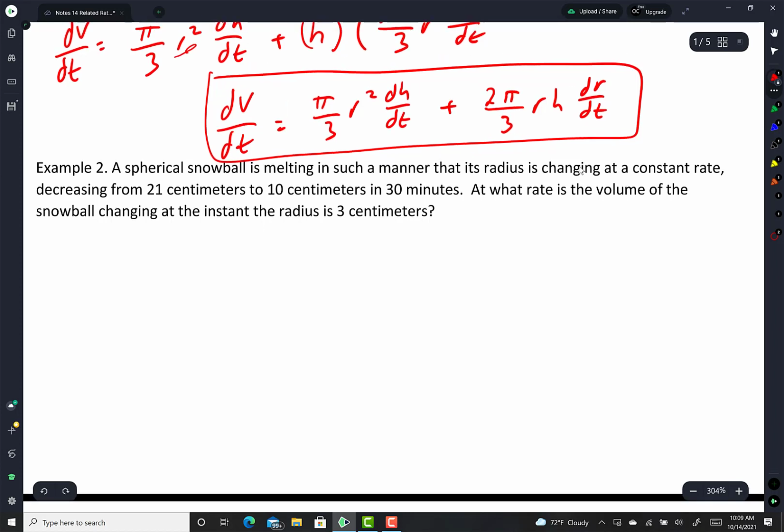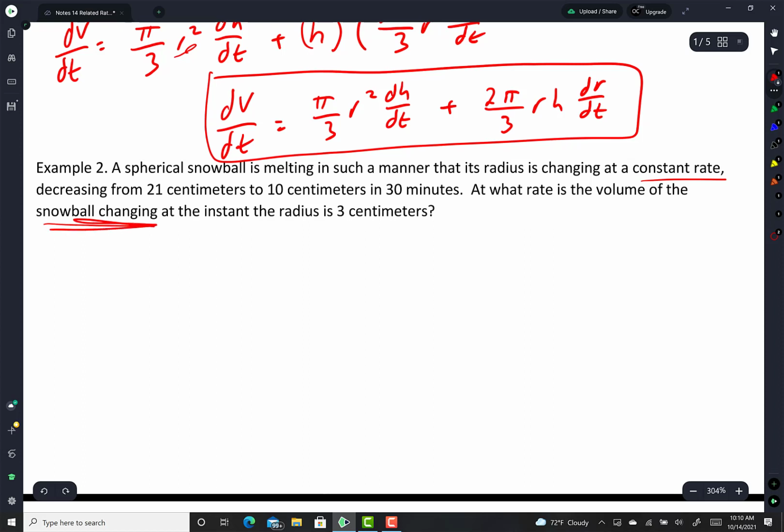Example 2. A spherical snowball is melting in such a manner that its radius is changing at a constant rate, decreasing from 21 centimeters to 10 centimeters in 30 minutes. At what rate is the volume of the snowball changing at the instant when the radius is 3 centimeters? Okay, what do they want? At what rate is the volume of the snowball changing?